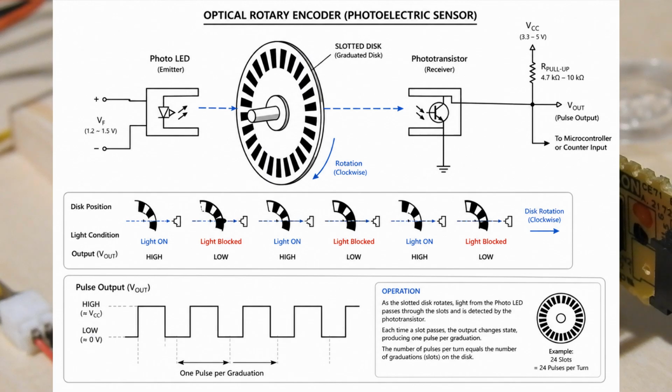The output of the sensor is a clean digital pulse train. By counting the number of pulses, the controller determines the angular position or the number of shaft revolutions. By measuring the pulse frequency, the controller calculates the rotational speed of the shaft.